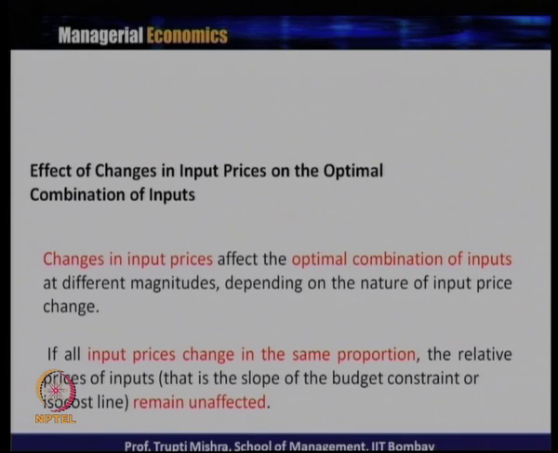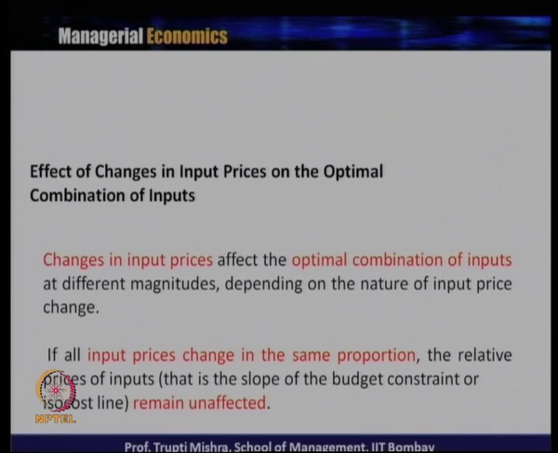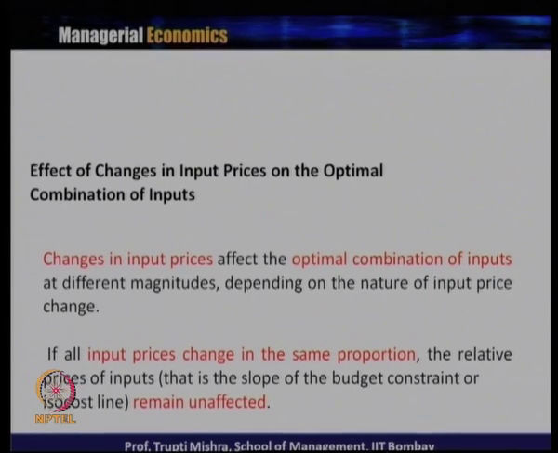Now, if you remember in the last class, we talked about the least cost input combination. The least cost input combination is one where the slope of the isocost is equal to the slope of the isoquant, and this is the point at which the producer or the firm maximizes the output given the constraint.